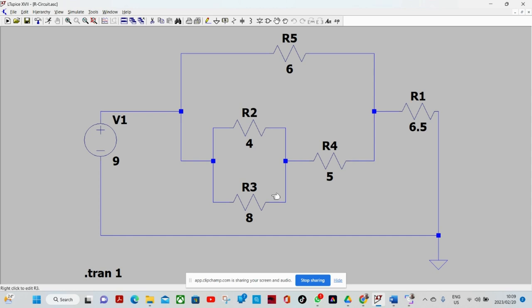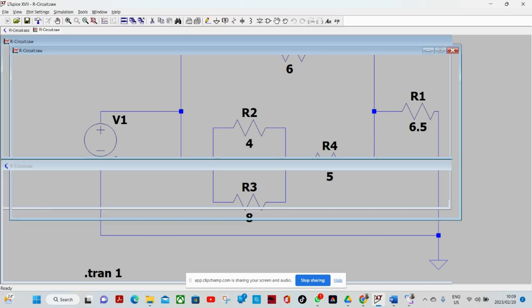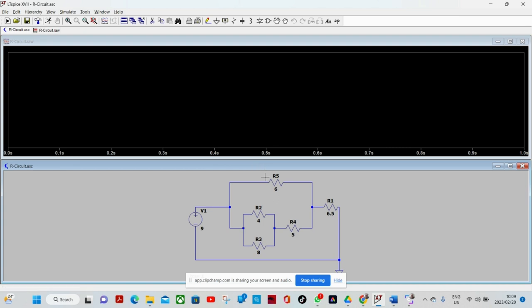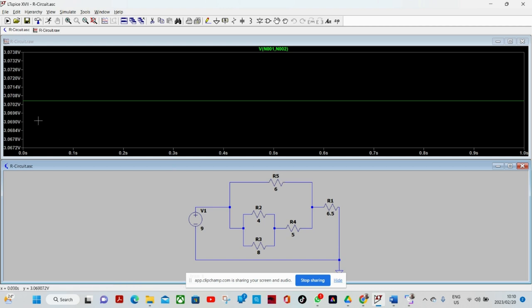Here we have the original circuit set up in LTSpice. We have the 9 volt DC voltage source with all the relevant resistors. Here we have an earth or ground. You have to have a ground in LTSpice. So let's do the simulation, and let's measure the voltage across R5. There it is. This is around about 3.005, I think. And let's measure the current in R5. And that's about 511.7 milliamps.